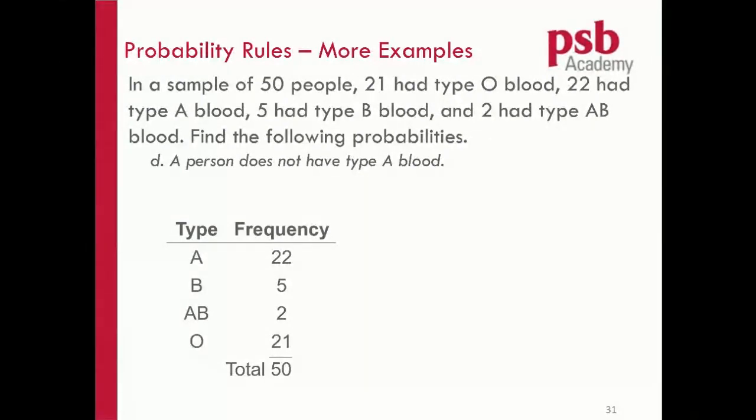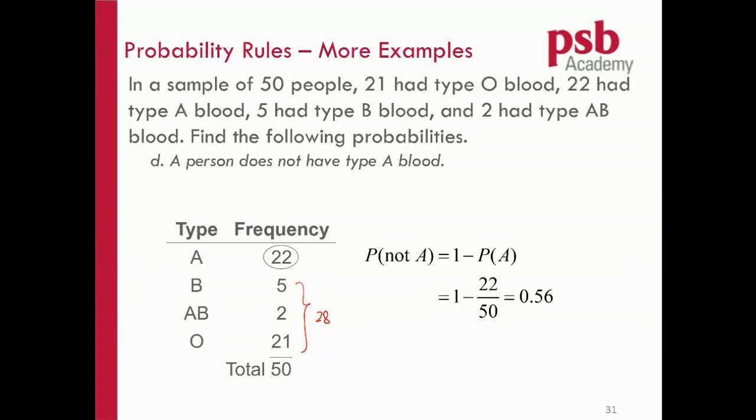Does not have A. That means you don't want this. Does not have. So what will be the balance? The balance will be the rest, right? So you can actually add them. 21 plus 7 will give you 28.